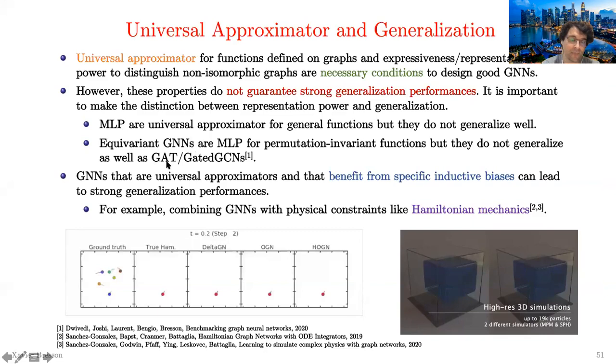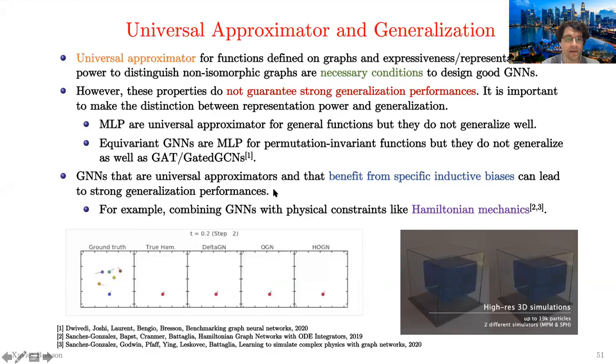So my point here is that universal approximation and expressivity power are important, but what is probably more important for me is what is the right inductive bias for the problem that you want to solve. And if you are able to capture the right symmetry and invariance from your data, then it will lead to very good performance.